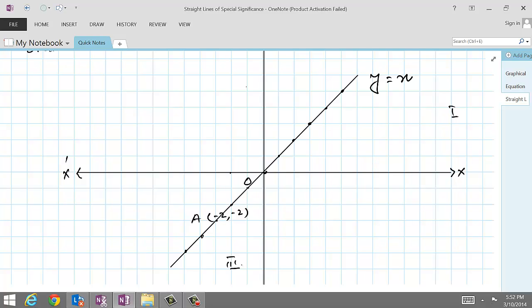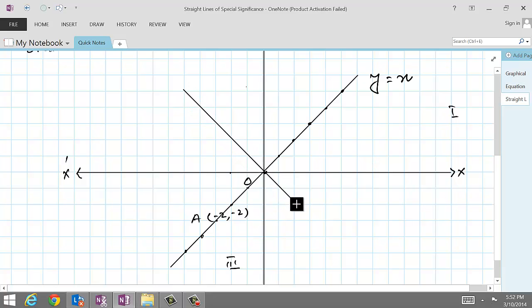This straight line y is equal to x divides the first and the third quadrant. Similarly, if we have the line y is equal to minus x, that will divide the second and the fourth quadrant in two halves. So we can similarly do the procedure and then draw the graph of this line. It always passes through the origin as well.